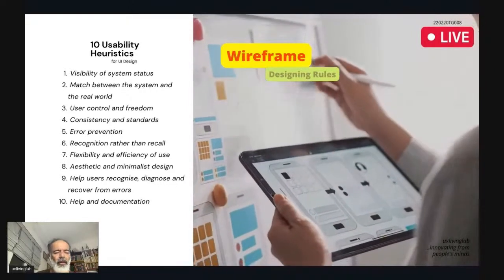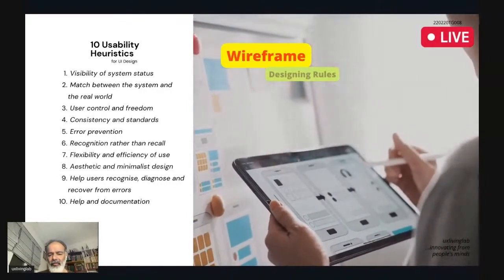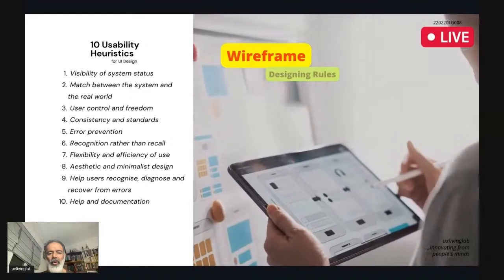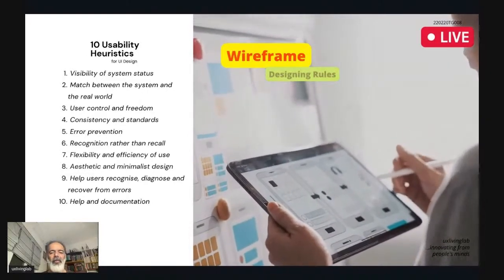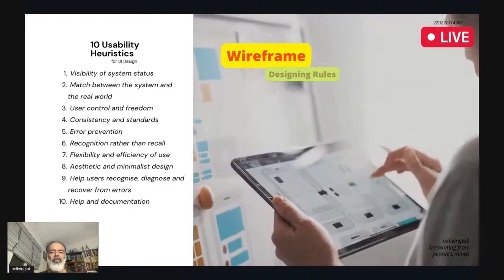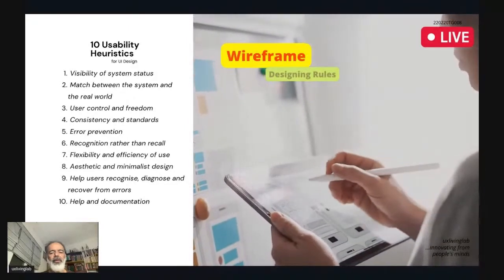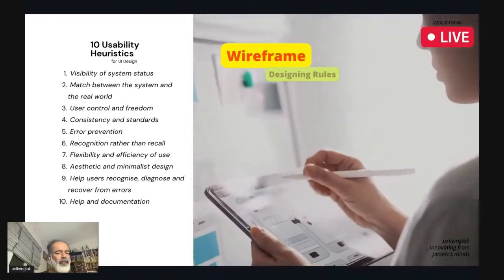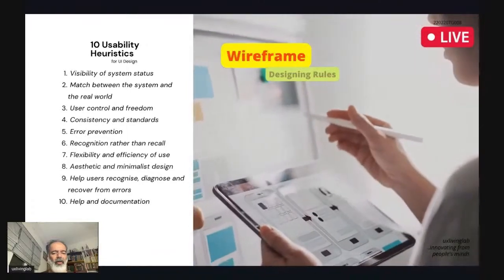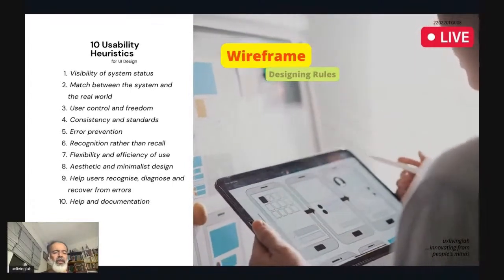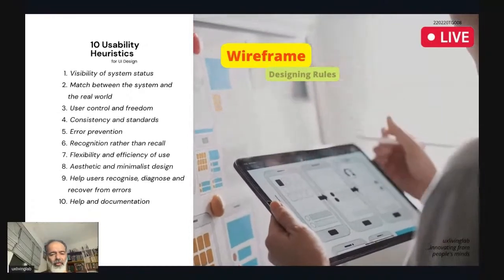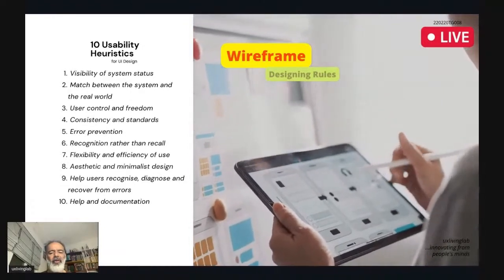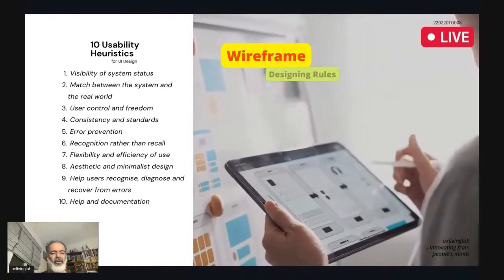Then recognition rather than recall. Don't allow users to remember everything, or don't expect them to remember the previous screens or previous actions. So recognize rather than recall. So you have to show what the system status is. Then flexibility and efficiency of use. Your product should be flexible and efficient to use.